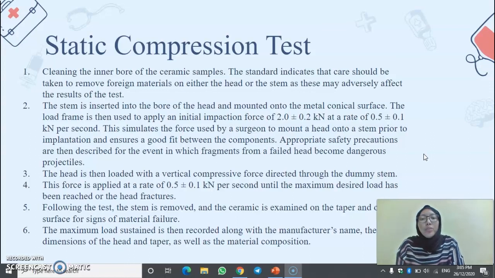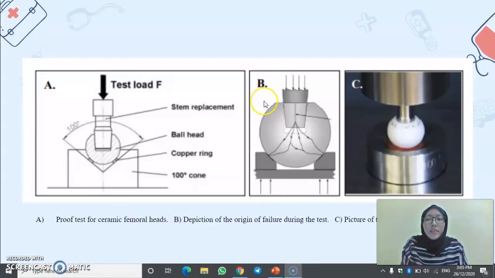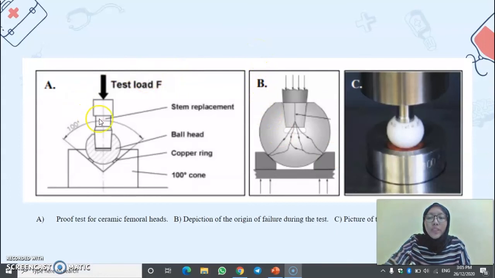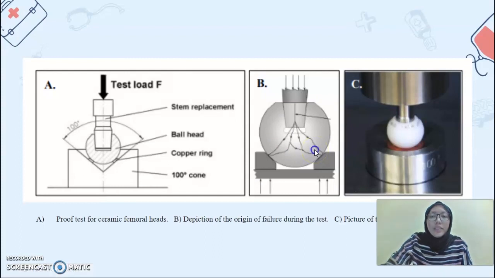So in this case, we need to measure the maximum desired load that the ceramic ball head can reach, or when the head fractures. So basically, how it works is you put a load, you increase the load on the ceramic ball head slowly, little by little increasing the load or the force, and you'll see what is the maximum load when the ceramic ball is fractured, and that's how it works.